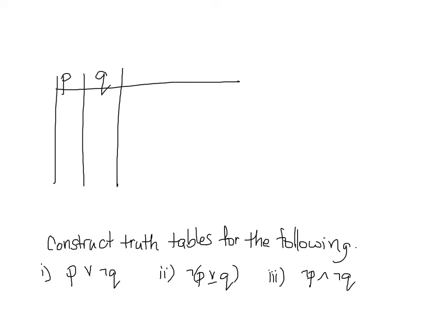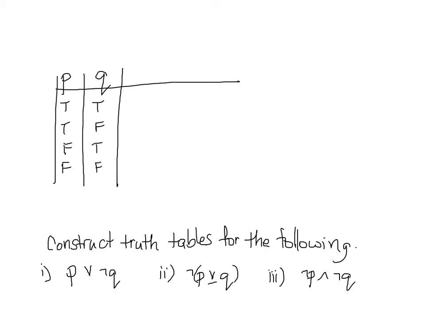So now we can practice this a little bit. And the first two columns are always the same. So first we can fill those out. The first two: true, true, false, false, true, and false, false. So those two columns are always the same.